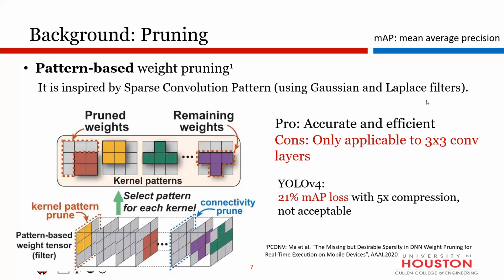However, this specific design based on the filters can only apply in these 3x3 convolutional layers. And in this case, if we want to achieve a large compression ratio, we can only prune the weights in the convolutional layer and cause a large accuracy loss.